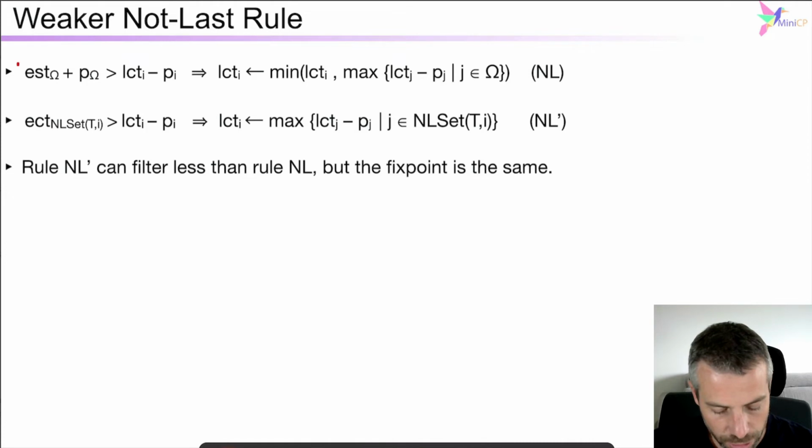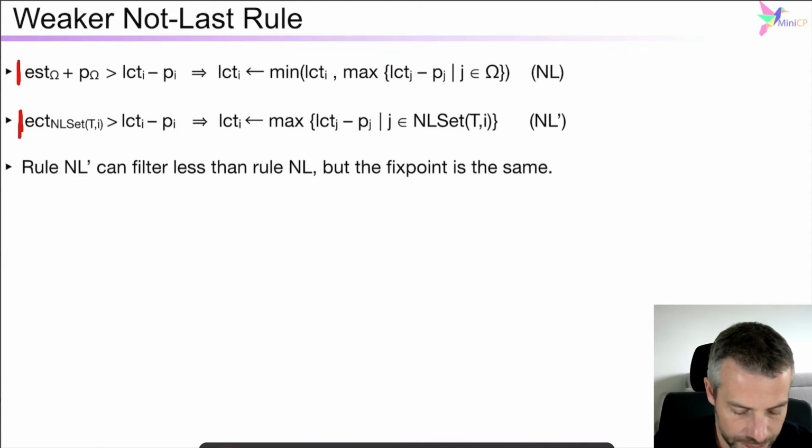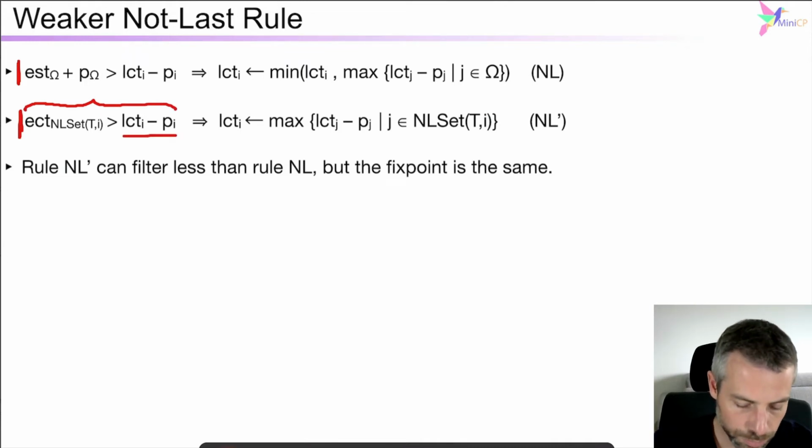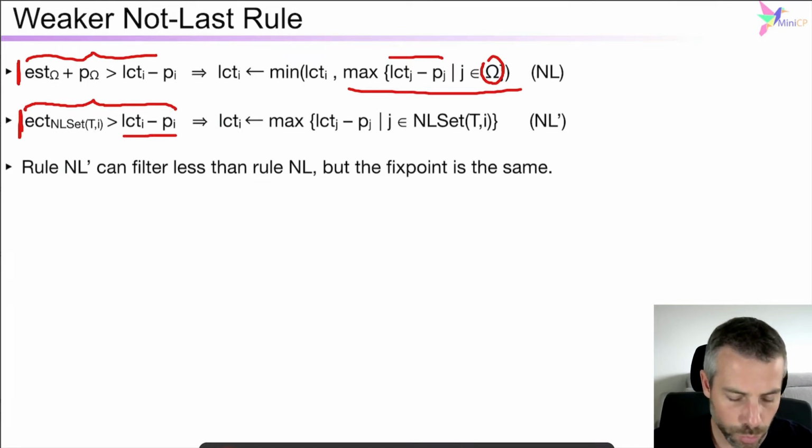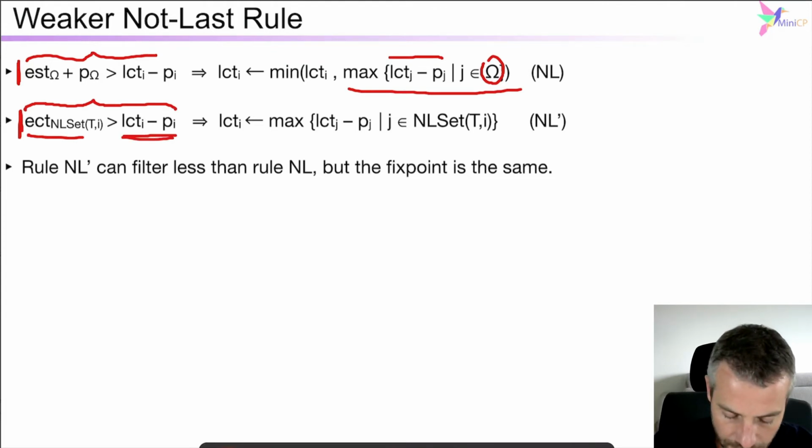So that was the original not last rule, and our weaker filtering rule will be that one. First we will check if the earliest completion time of the not last set is larger than the latest completion time of our activity I that we want to prune. And instead of taking the maximum of the latest completion time minus the processing time over the set omega that has triggered the rule, we will say that we do not really care about which set omega was the one that triggered the rule. We know that the earliest completion time is larger than this. That's fine.